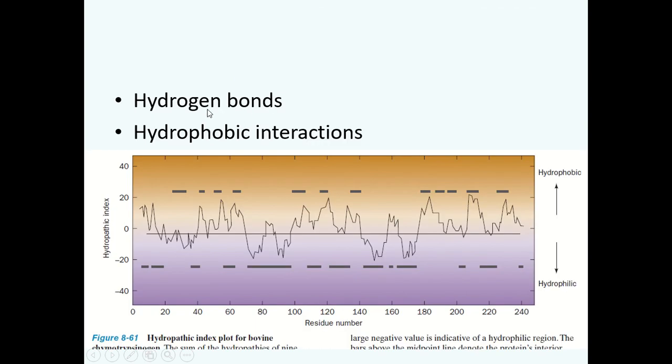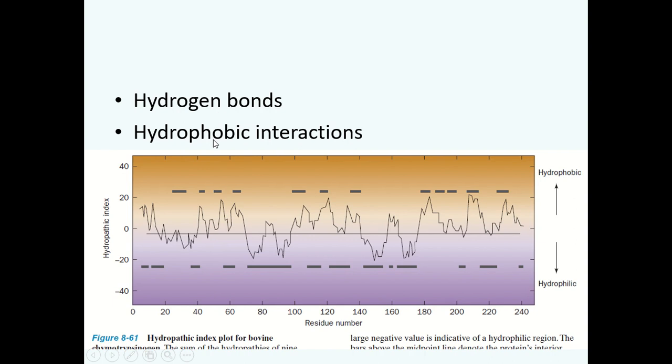The next important ones are the hydrogen bonds. Hydrogen bonds are formed between a hydrogen atom which is linked to an electronegative atom. So this hydrogen atom, which is bound to an electronegative atom, is attracted by another electronegative atom in its vicinity. This is called as a hydrogen bond. Hydrogen bonds are also an important chemical force in stabilizing the structure of proteins.